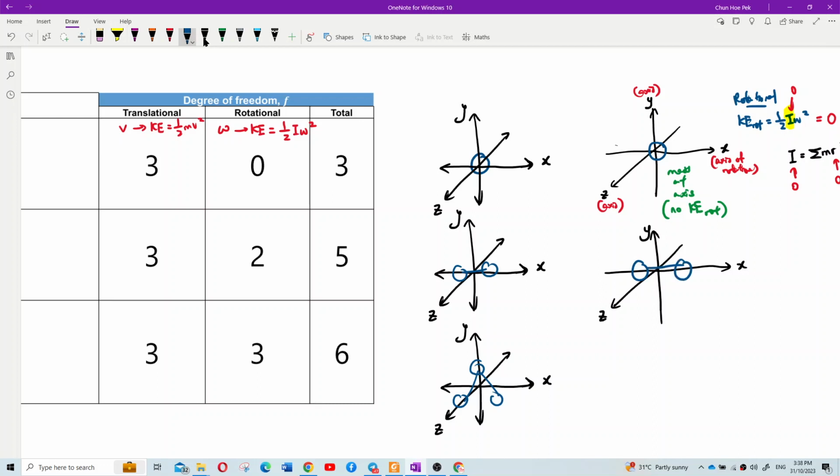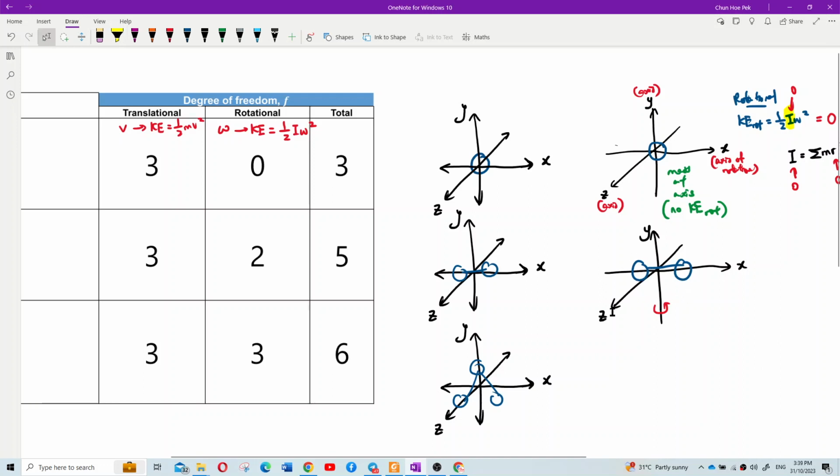Okay, you see, it rotates around, it has certain distance away. These two atoms are a certain distance away from the y-axis. So for the y-axis, there is 1 degree of freedom. It can rotate around the y-axis.